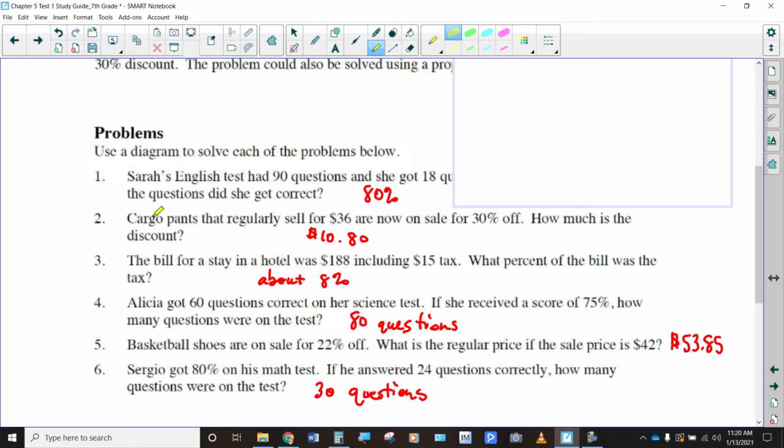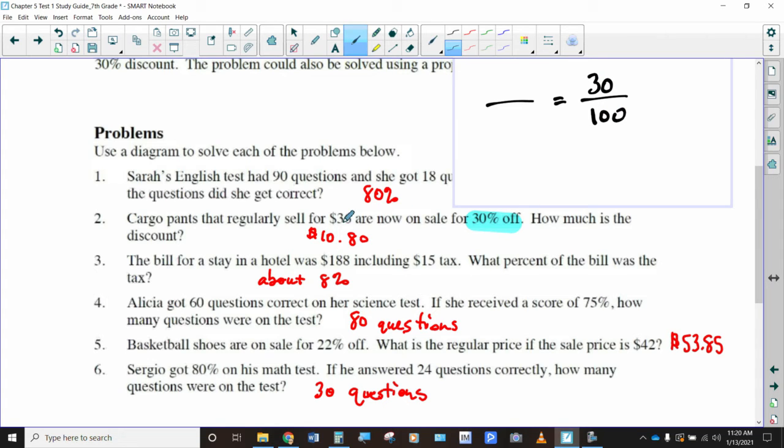So let's read about cargo pants. Cargo pants that regularly sell for $36 are on sale for 30% off. All right, I see the percent sign there, so I know that's going to be my percent. So remember, we're going to take some number out of another number is going to be equal to a percent, which in this case we know is 30 out of 100.